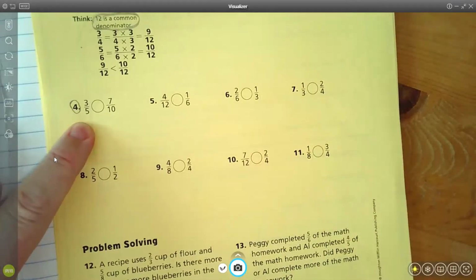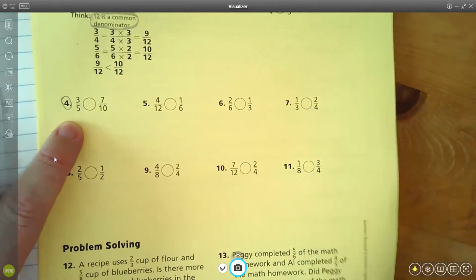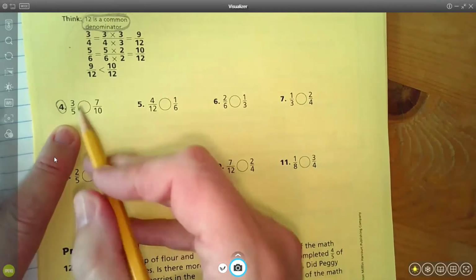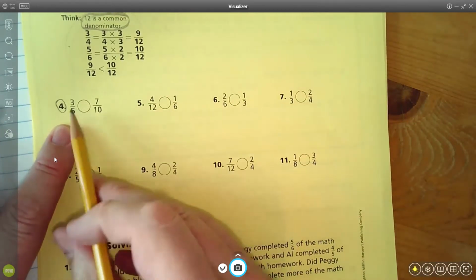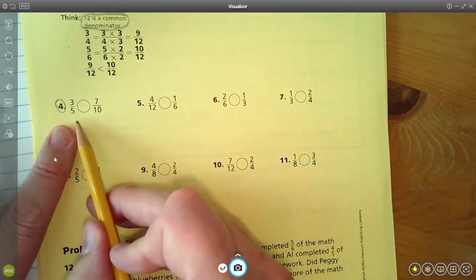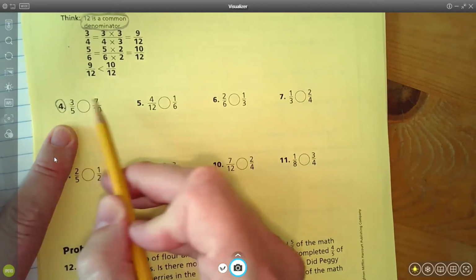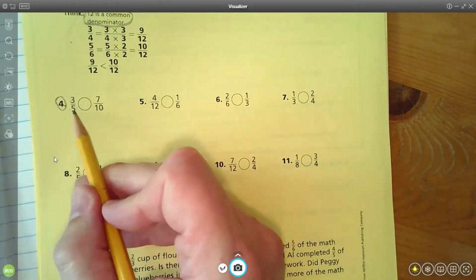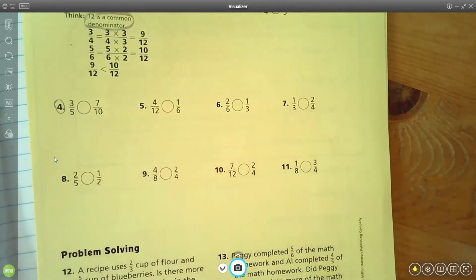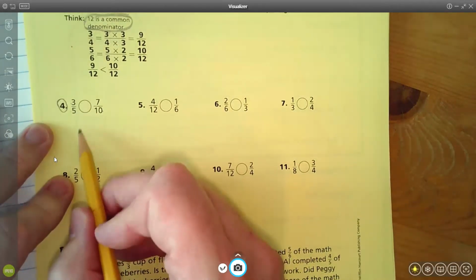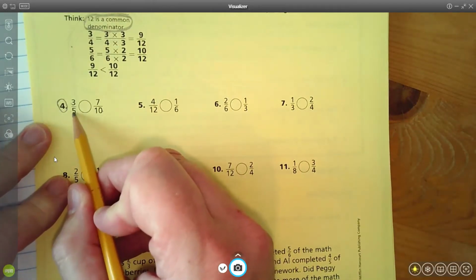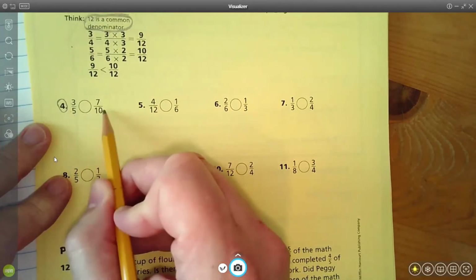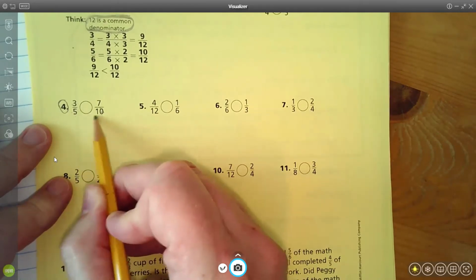We have 3/5 and 7/10. If we look just at our 3 rules, bottom numbers are the same? No. Top numbers the same? No. Are either of them bigger than a half? Yes and yes. And they're both kind of close. So let's see if we can use our new trick to solve this one from last week, our common denominator trick. We actually are going to get pretty easy with this one because we know what number they can meet at, right? 5 and 10 can both meet at 10.